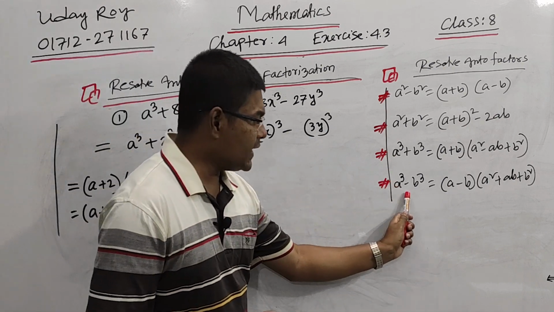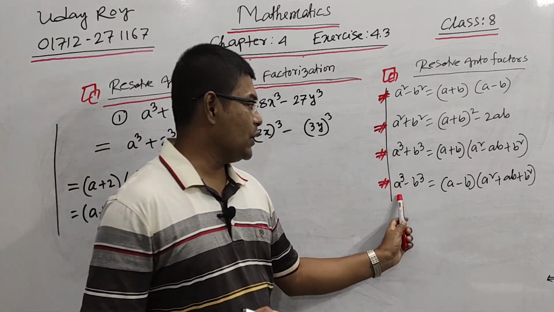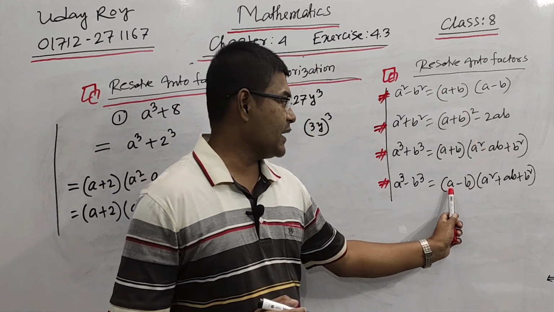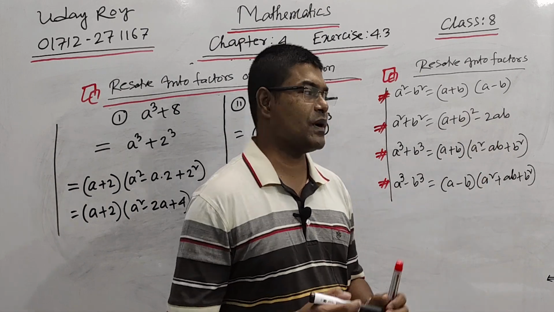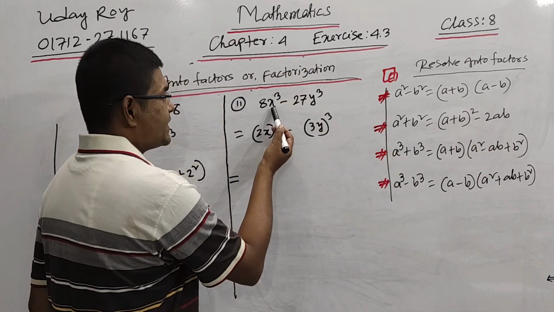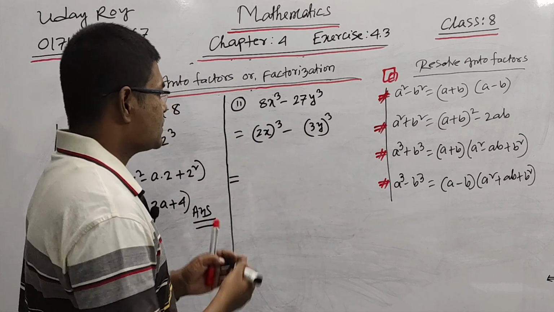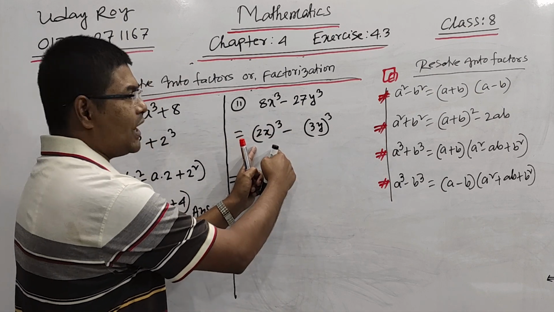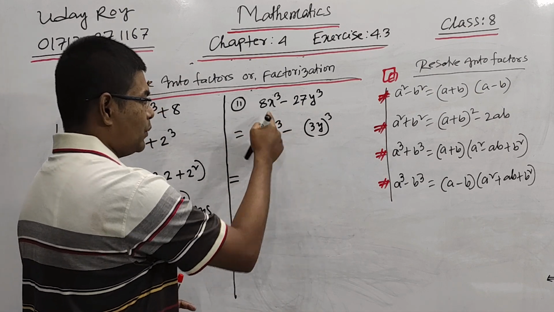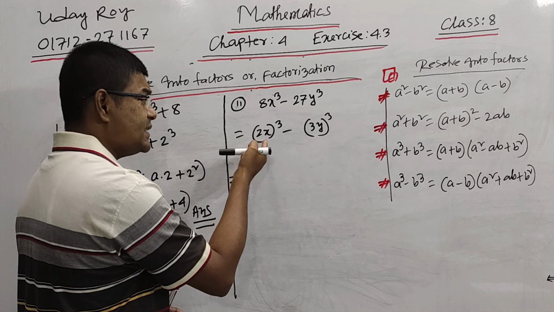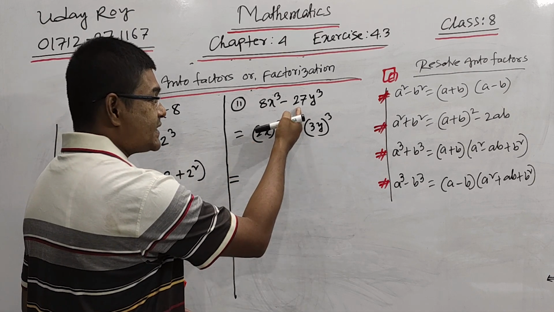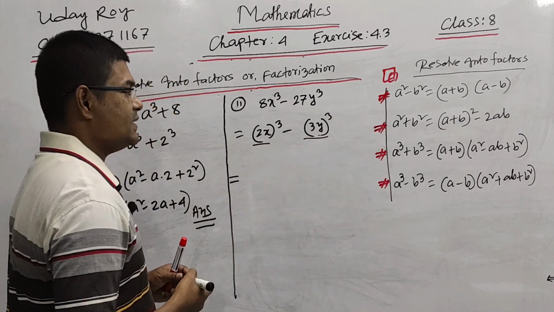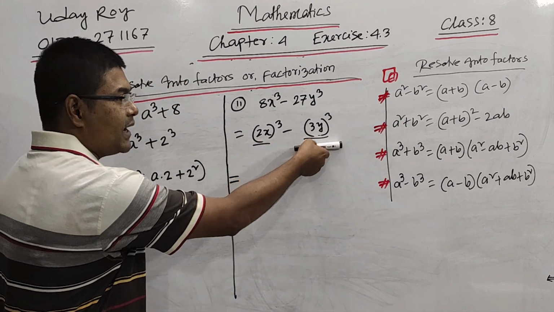Now we will do a cube minus b cube equal to what? A cube minus b cube equals a minus b, a square plus ab plus b square. So here is 8x cube minus 27y cube. Let's convert 8. Here is 2, here is x. You have to keep it in a bracket. So 2x whole cube, this is a cube, minus 3y whole cube, this is b cube. We have got a cube minus b cube.